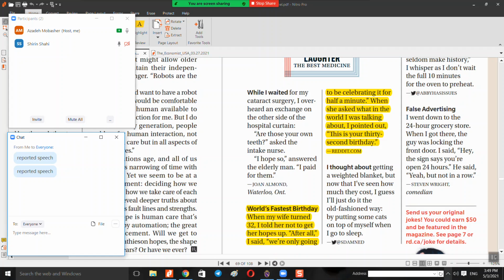When she asked what in the world I was talking about, I pointed out, okay, wait, this is your 30. Just think about it. Read it slowly, think about it. Let it sink in. When she asked what in the world I was talking about, I pointed out. Okay, now read the last sentence, please. This is your 32nd birthday. So what is the joke?